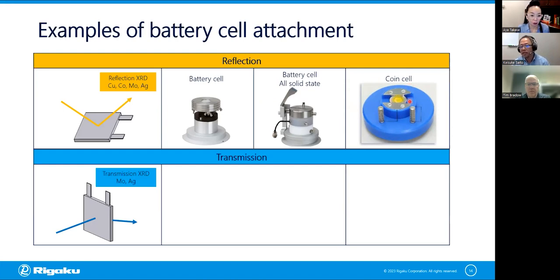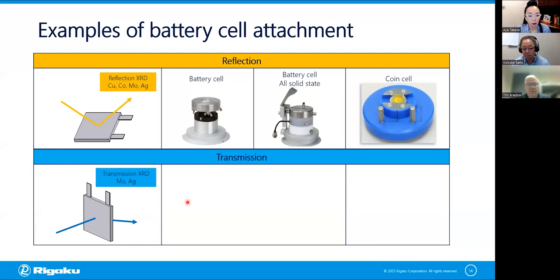So the coin cell has a round shape. This is the coin cell itself. And in the middle, you see a yellow foil. This is Kapton. Kapton is almost transparent for X-ray, which means this is a window for X-ray. And we place your sample structure under the Kapton foil.